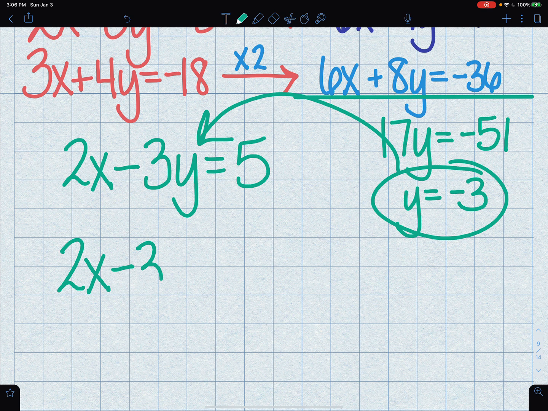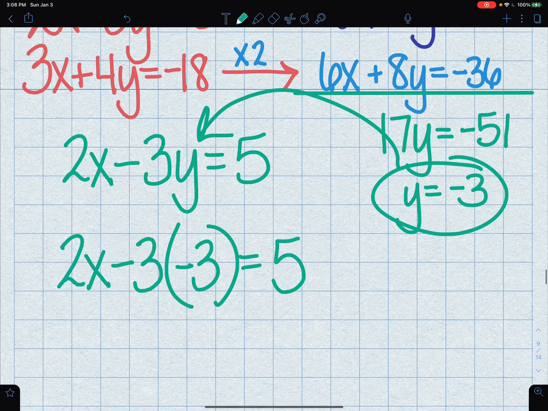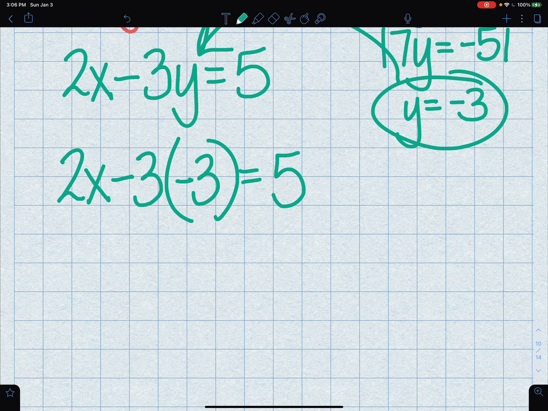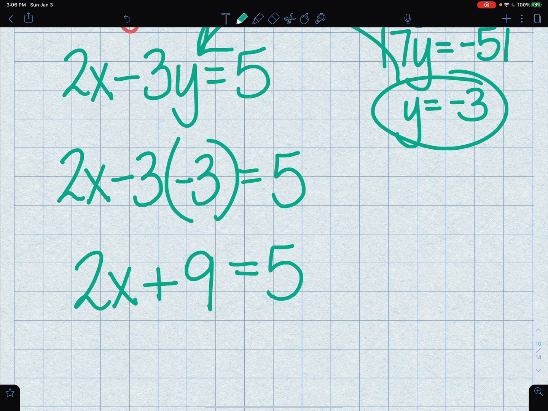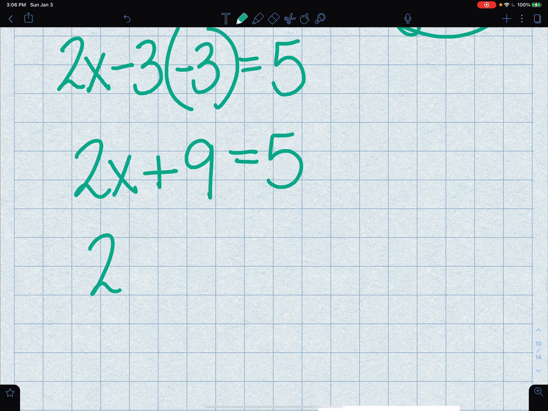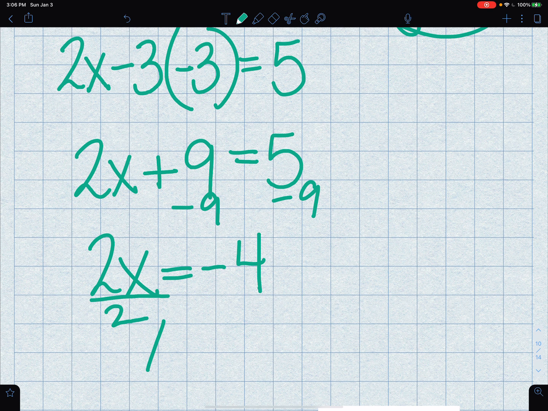2x minus 3 times -3 equals 5. And it's going to be 2x plus 9, because it's a -3 times a -3. So plus 9 equals 5. And then we'll subtract 9. I guess I should write it out, sorry. 2x equals 5 minus 9, which is -4. And divide by 2, divide by 2. X is equal to -2.